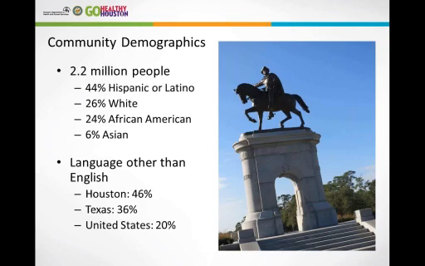So according to the Kinder Institute for Urban Research at Rice University, Houston is actually ranked as the most diverse metropolitan area in the United States. So it's even more diverse than places like Oakland or Los Angeles, or places that we would think of as being very diverse.